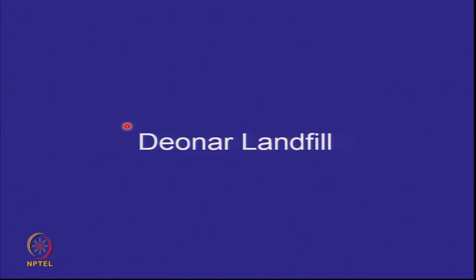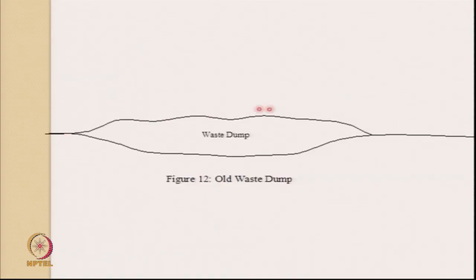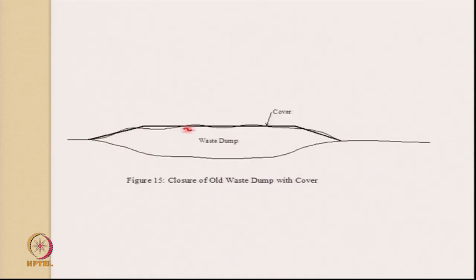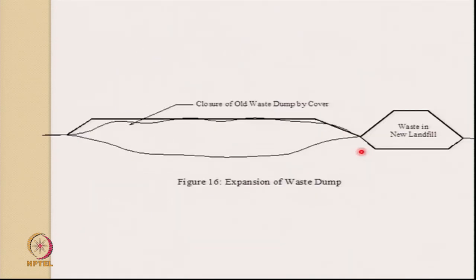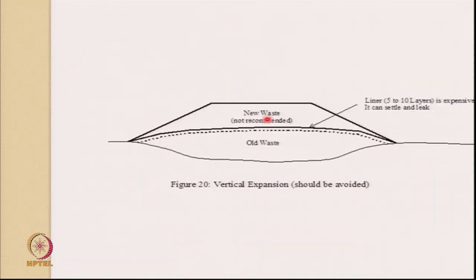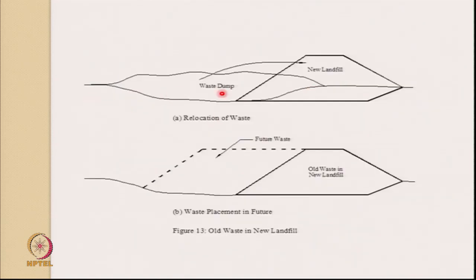The second example is Deonar, where there is an expansion also. The waste dump is like this. A little bit of area is lying here. Various alternatives were considered. You will close it, you will put a vertical cutoff wall, you will make an additional landfill for the new waste because there was some area, or we will do piggybacking. Or I'll put the waste into this and then put the future waste like this.